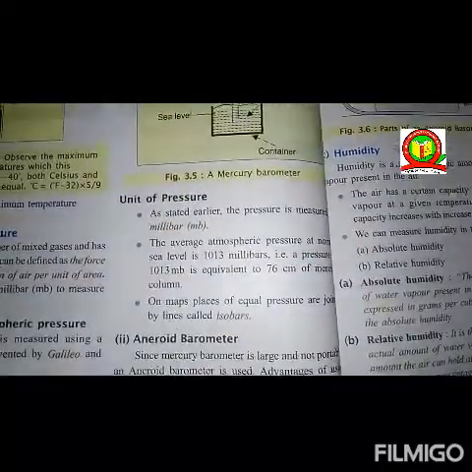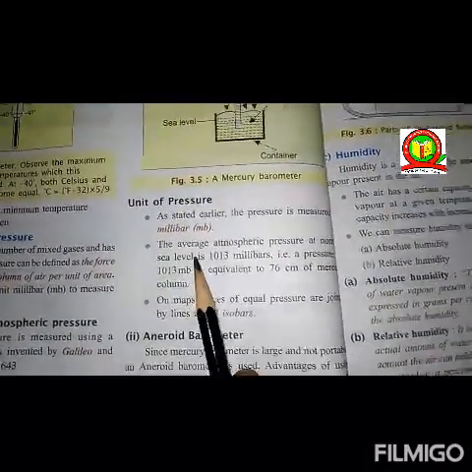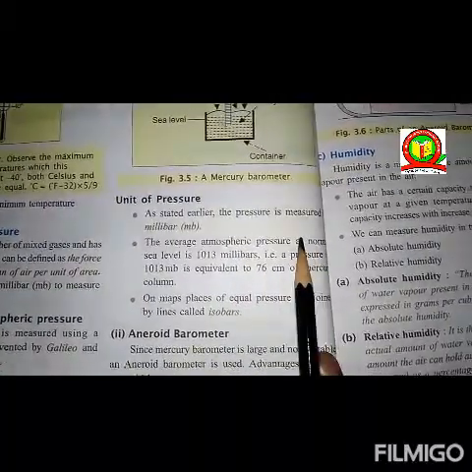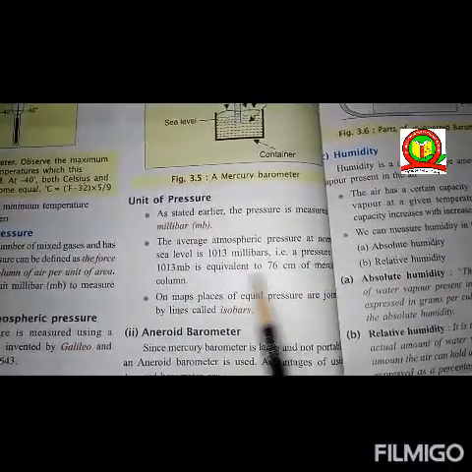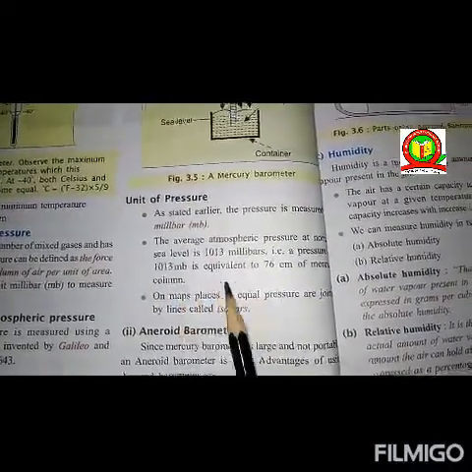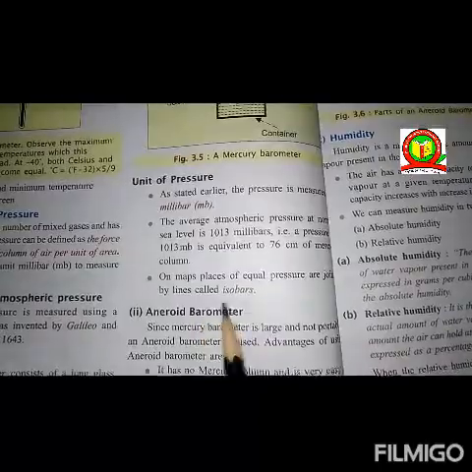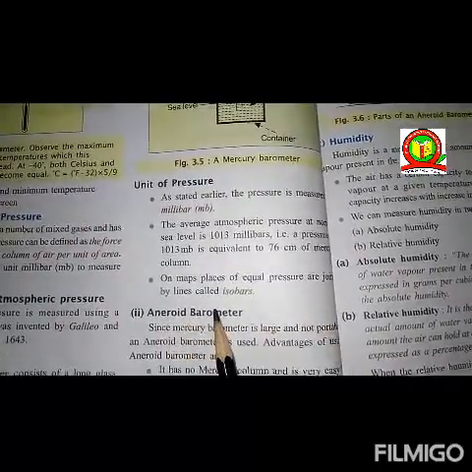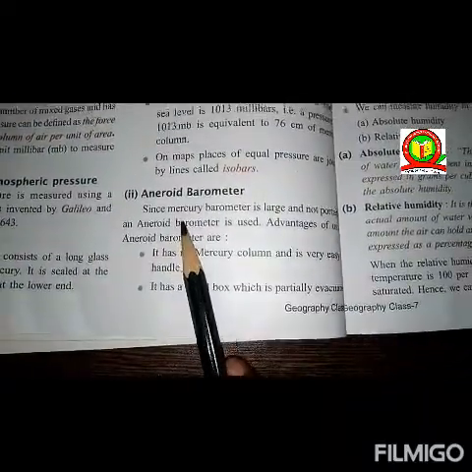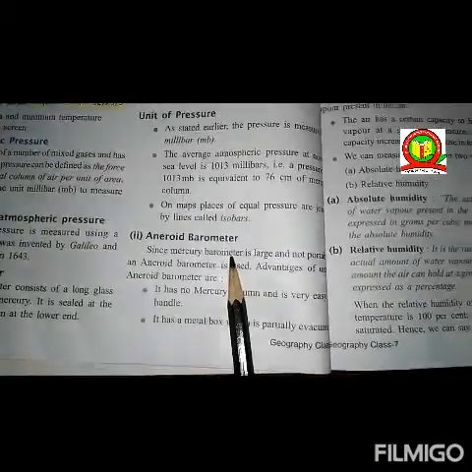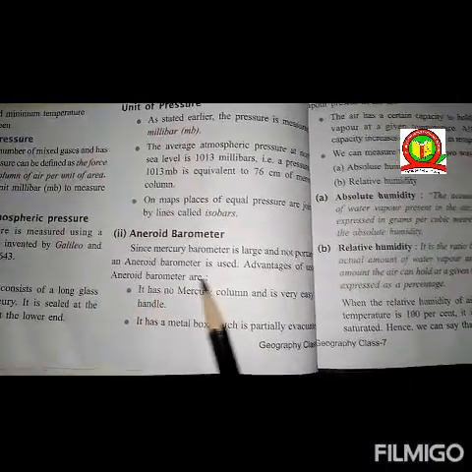Unit of pressure. As stated earlier, pressure is measured in millibars, mb. The average atmospheric pressure at normal sea level is 1013 millibars. That is, a pressure of 1013 millibars is equivalent to 76 centimeters of mercury column. On a map, places of equal pressure are joined by lines called isobars. Next, the second type of barometer is the aneroid barometer. Since the mercury barometer is large and not portable, an aneroid barometer is used.